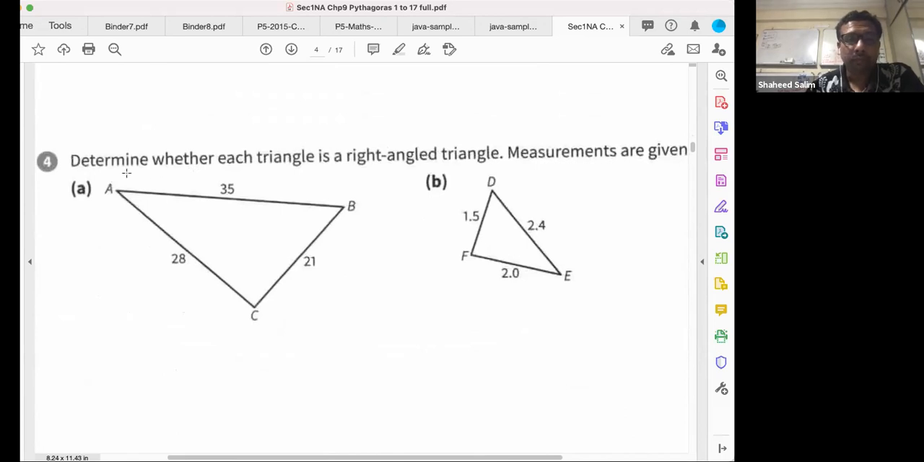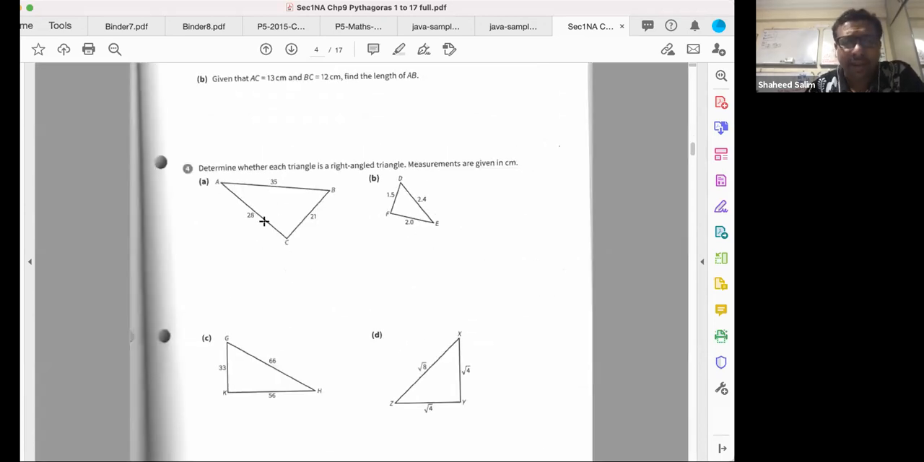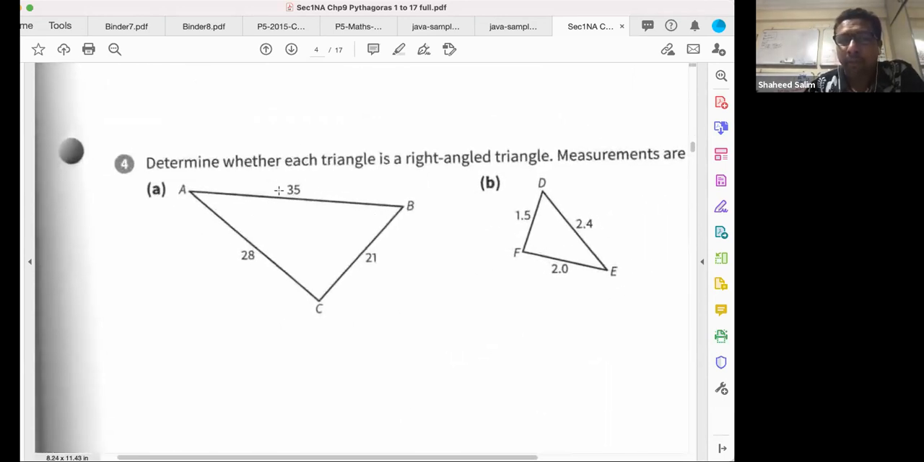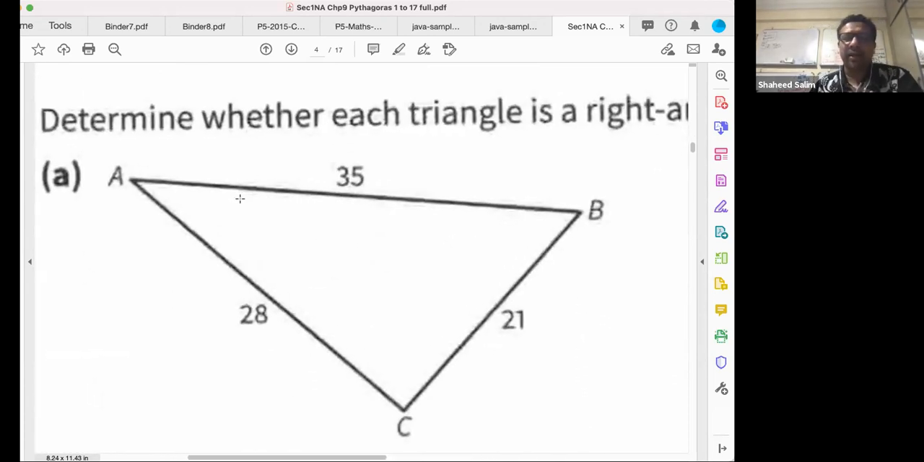Now, down here, we do not know whether it's a right angle triangle. If it is a right angle triangle, the hypotenuse squared is equal to the sum of these two. Can you check for A? Is this a right angle triangle or not? How to check? Take the square of this. Is it equal to the square of 28 plus 21? Can you just check?